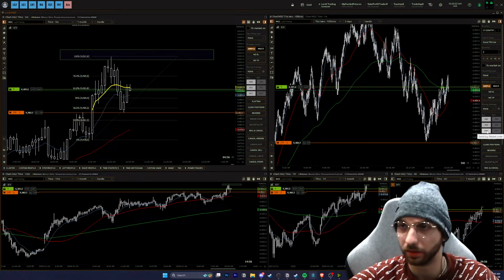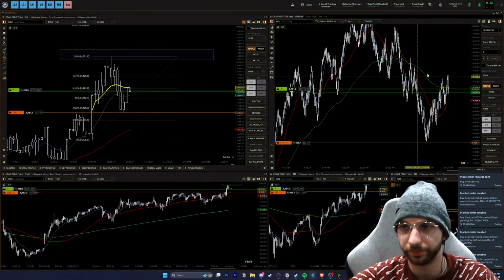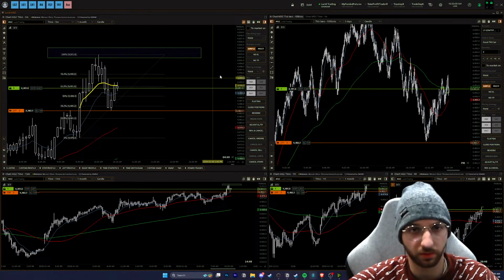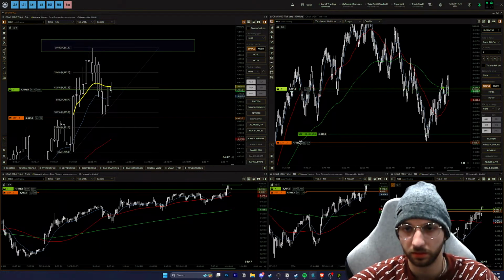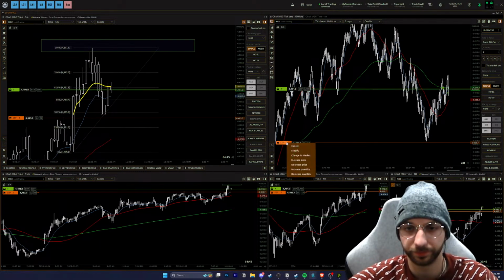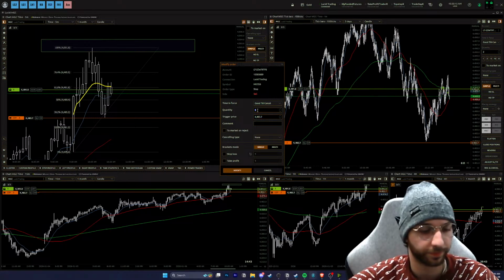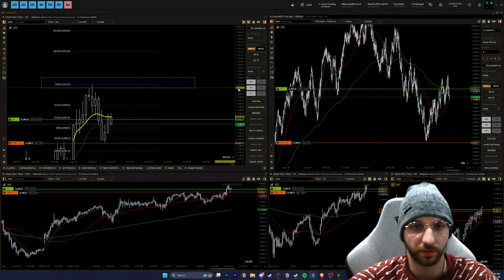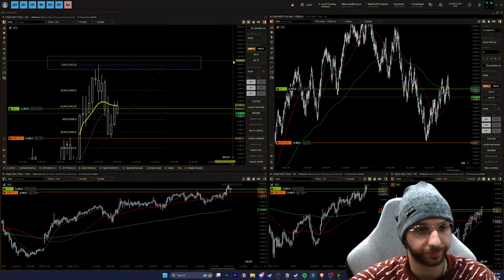Alright, I'm going to add 2 there. We closed at VWAP, but we closed above that 3 bar, and that looks pretty good to me. So I'd be looking to take profits up at this initial bounce high.